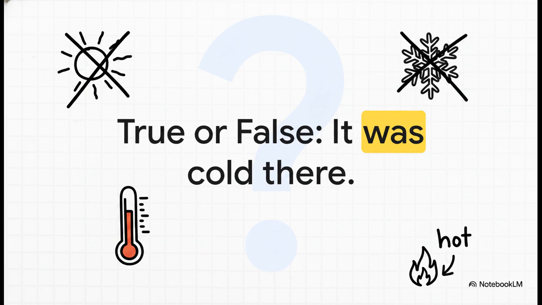All right, here's your next check. True or false? It was cold there. Try to recall the details. Yep, this one is false. The text actually used our past tense verb to say the exact opposite, remember? She wrote, it was very hot.